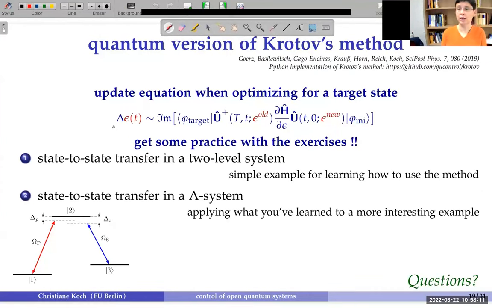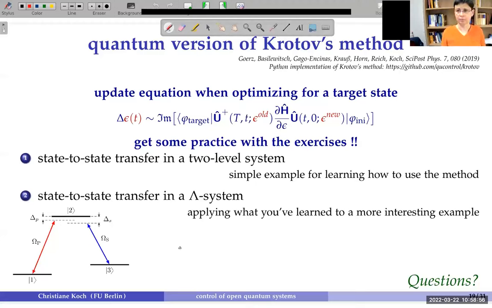You can do it later, but let me just tell you what are these two exercises that are hidden in this notebook exercise number three. So one is the state-to-state transfer in a two-level system. Of course, in principle, you know already the control solutions because we can work them out analytically. But it's actually nice to have something where you know what the control should be, because this allows you to play with the method and to turn the parameters and see how you can influence the convergence and how the method calculates the solution.